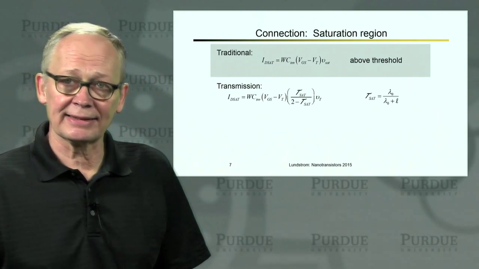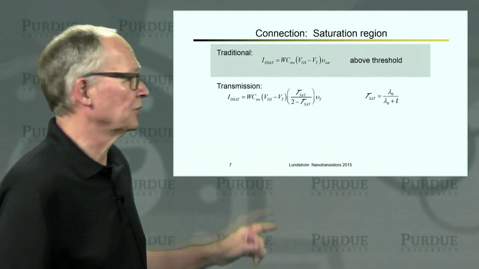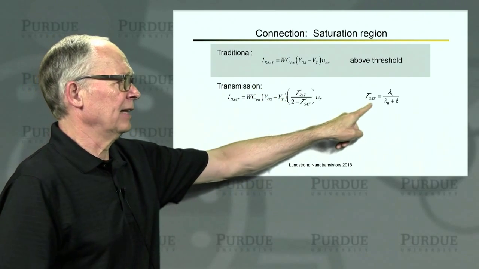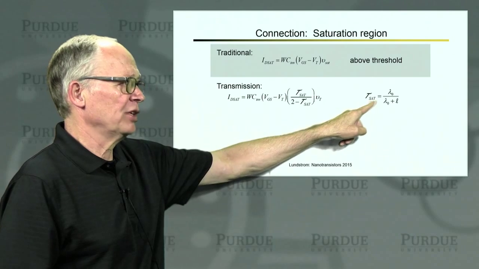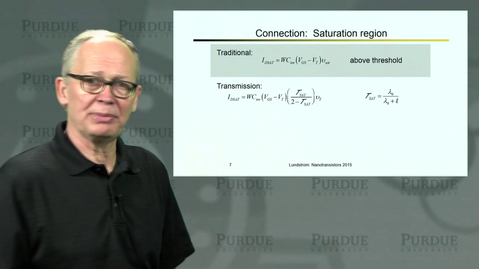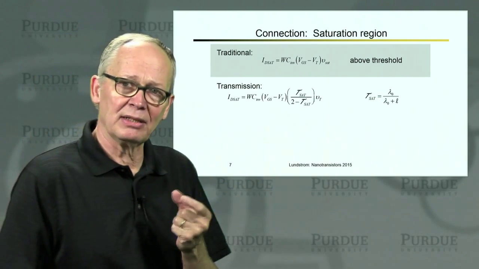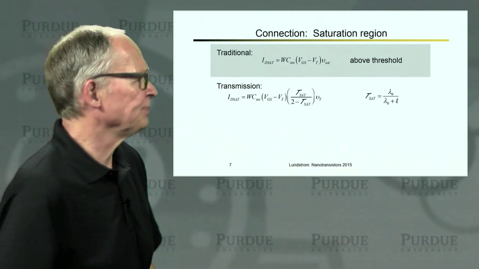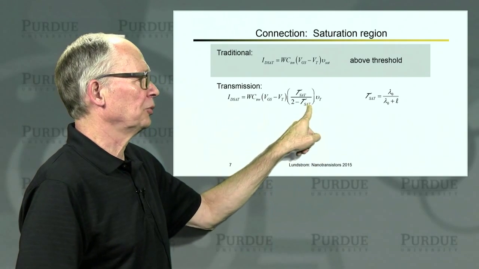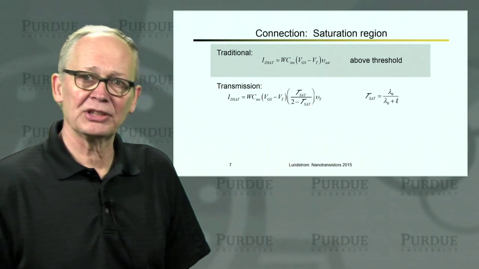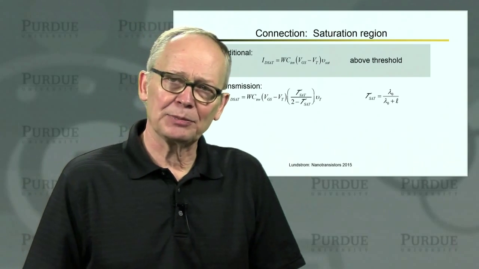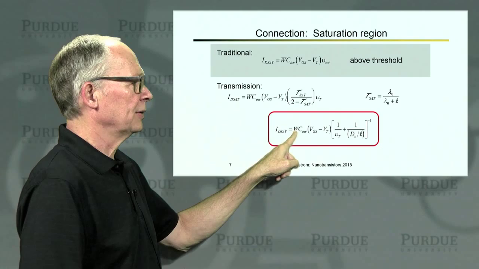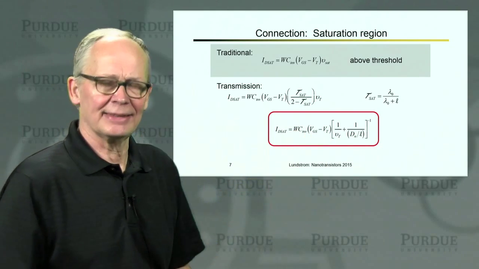Okay, let's talk about the saturation region and see if we can connect the traditional and the transmission models. Here are two expressions. Again, the transmission in saturation is related to the mean free path and also to this script L, this critical length of the bottleneck region where the scattering really matters. Well, if I rearrange this expression using the definition for the transmission in saturation, I can re-express it in a different way. So if we do the algebra, it's width times charge times a velocity.